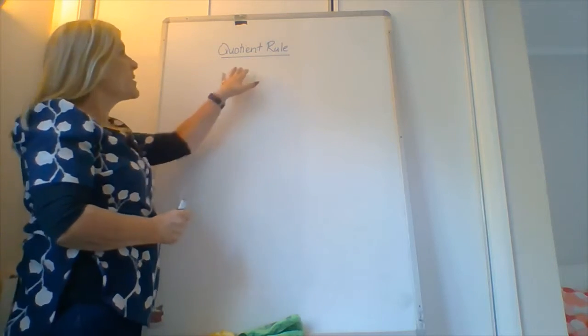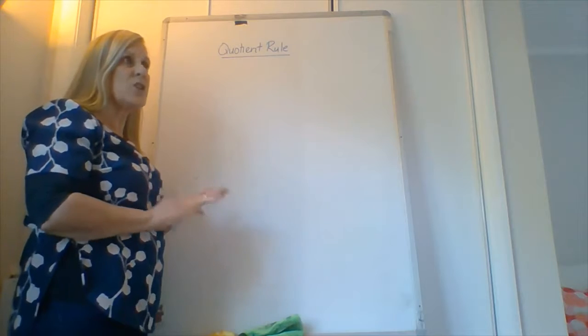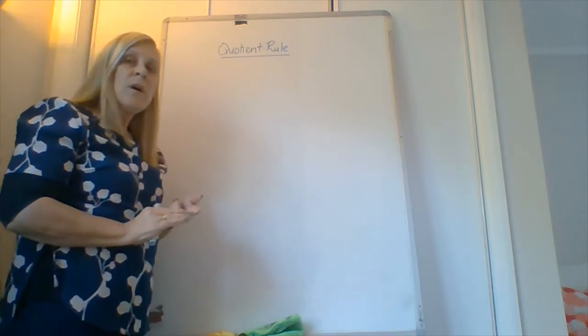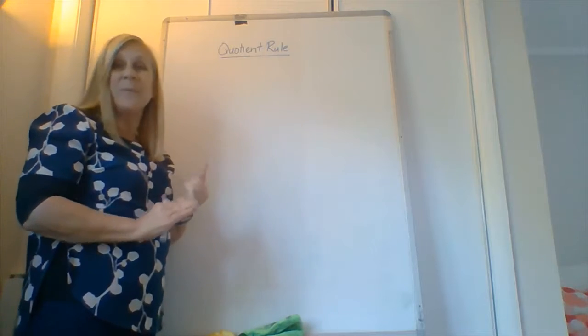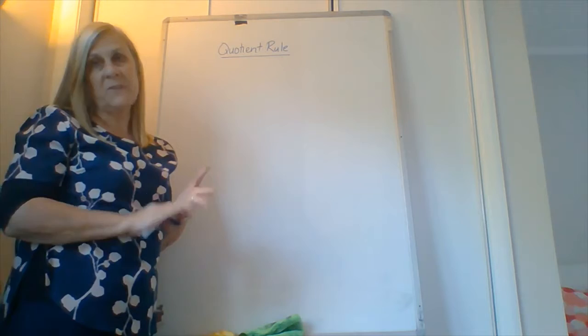So today I'm going to teach you the quotient rule. So it's the third of the three rules. We talked about the chain rule, the product rule, and now it's the quotient rule. Right, so product means two things multiplied together. A quotient is when something is divided.